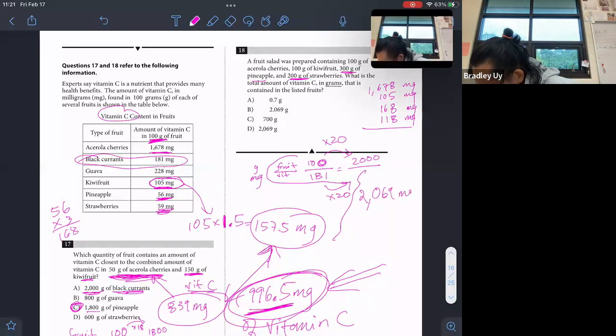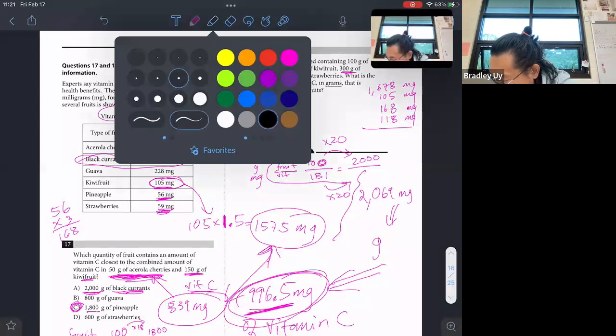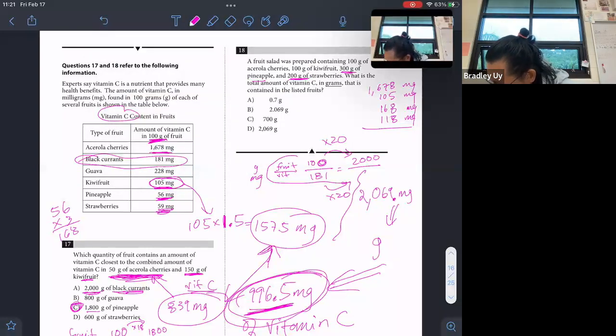2069 milligrams. Now, if we're converting milligrams to grams, grams is a larger unit, so we need less of them to be equivalent. And milli, if you recall from science, involves 1,000. So you need to move this decimal 3 places to the left because we need a smaller number of grams, because it's a bigger unit. So 1, 2, 3. So we're looking at 2.069 grams, which is answer choice B.